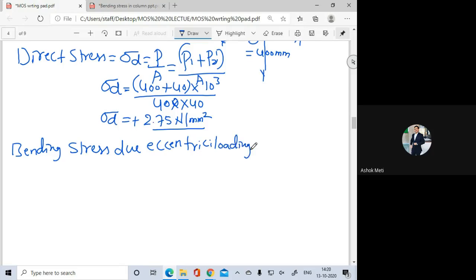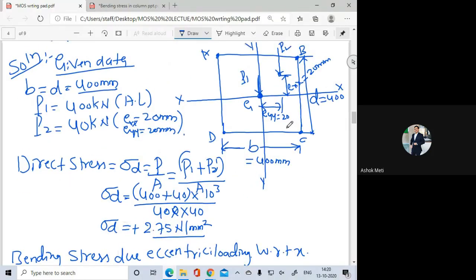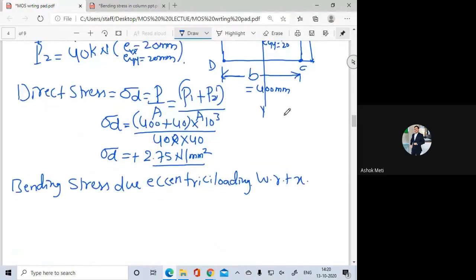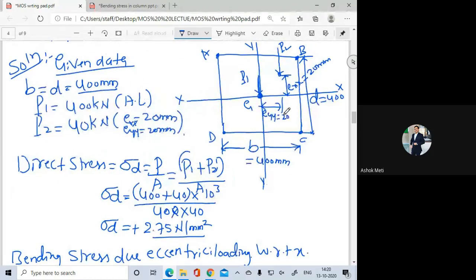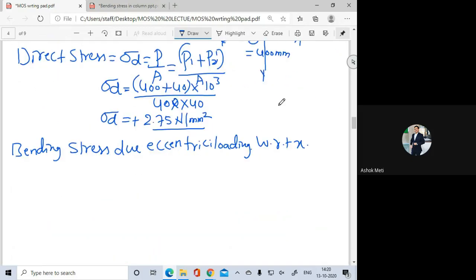Okay. So here we know that I want to calculate with respect to x and y, because here you can see eccentricity will be about both axes. So about the x and about the y. First I will calculate about the x, and later I will go for about the y also, because here you can see both are the same. Eccentricity will be 20 mm about both axes, and the bending stress about the x and y axis will remain the same value. But anyhow, the calculation will be done separately.